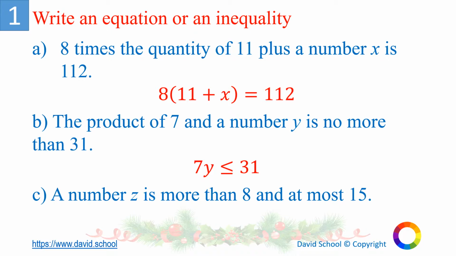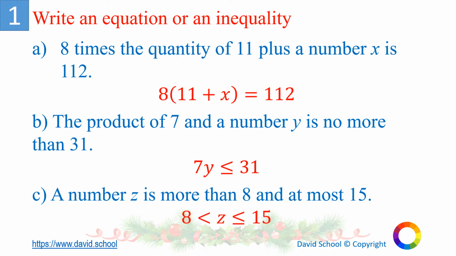A number z is more than 8 and at most 15. In other words, a number z is in between 8 and 15. But it says number z is at most 15, which means the maximum value of z can be 15, but not more than 15. So we use less than or equal symbol.